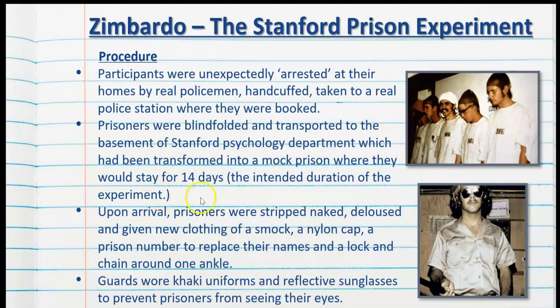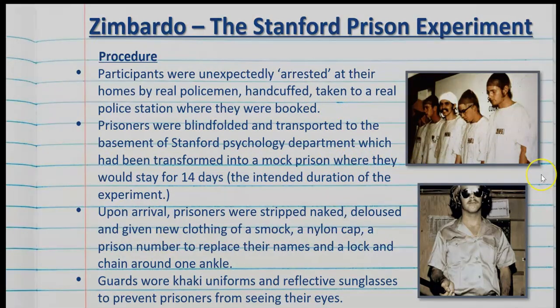Upon arrival, prisoners were stripped naked, deloused and given new clothing of a smock, a nylon cap, a prison number to replace their names, and a lock and chain around one ankle. Guards wore khaki uniforms and reflective sunglasses to prevent prisoners from seeing their eyes, which relates to de-individuation, which we'll talk about in a moment. So all of these factors were introduced to make it more lifelike or more realistic as to what a prison was perceived to be.